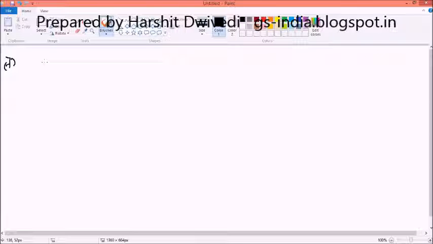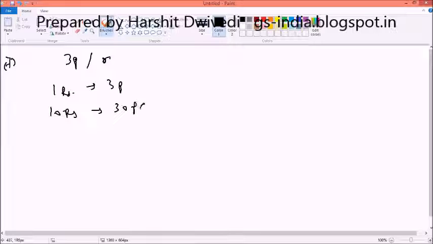Now question number 7. Simple interest on rupees 10 for 4 months at the rate of 3 paisa per rupee. So 3 paisa per rupee. So obviously for 1 rupee it is 3 paisa. And how many rupees is it talking about? It is talking about 10 rupees. So for 10 rupees the interest will be 30 paisa. Okay. So obviously for 1 rupee it was 3 paisa, for 10 rupees it will be 30 paisa, and for 10 rupees it will be 30 paisa per month.